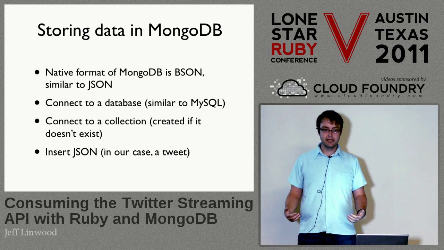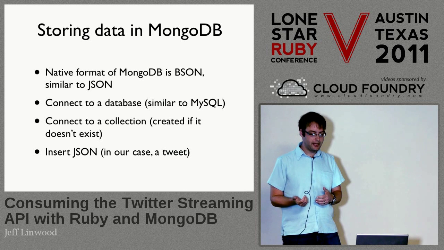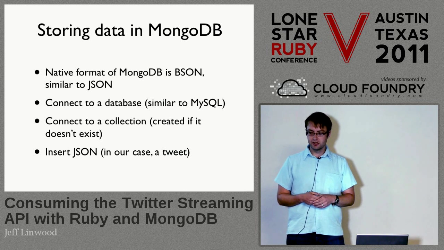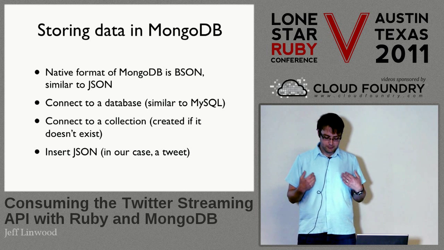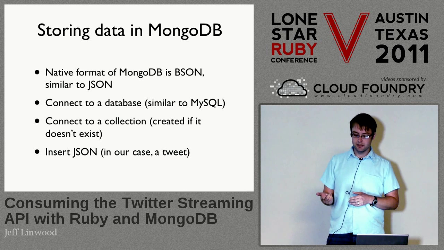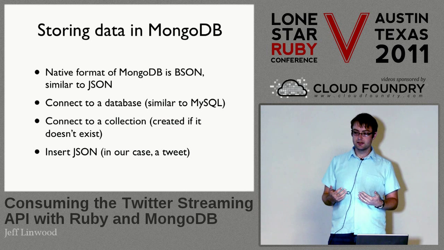When you go to store data in MongoDB, the native format that you use to talk back and forth is BSON, which is similar to JSON. To use MongoDB, you connect to a database. That's a little bit similar to MySQL. What is not the same is that you can connect to a collection, and if it doesn't exist, it will create it when you start adding stuff to the collection. That's different from MySQL, where you have to actually set up tables and a table structure.